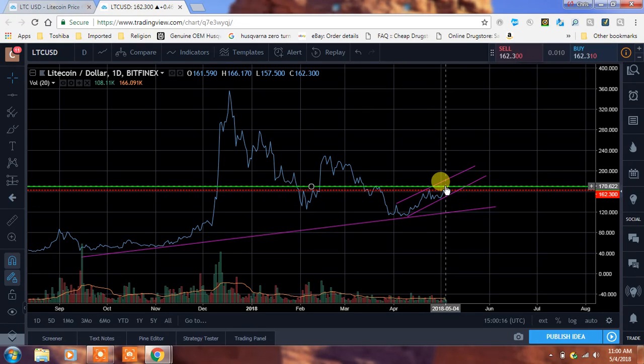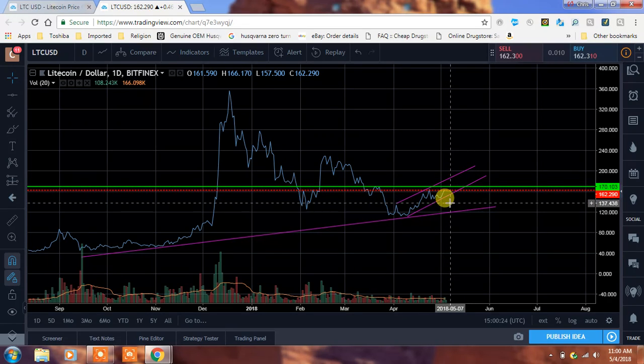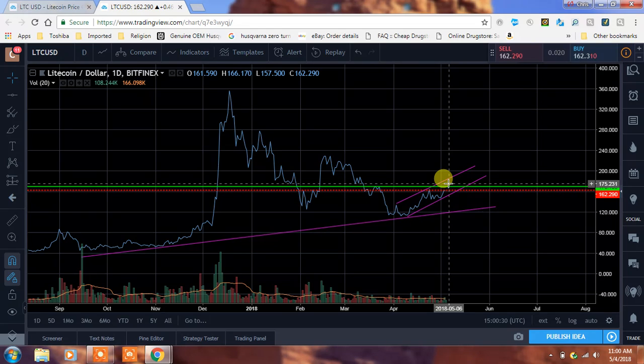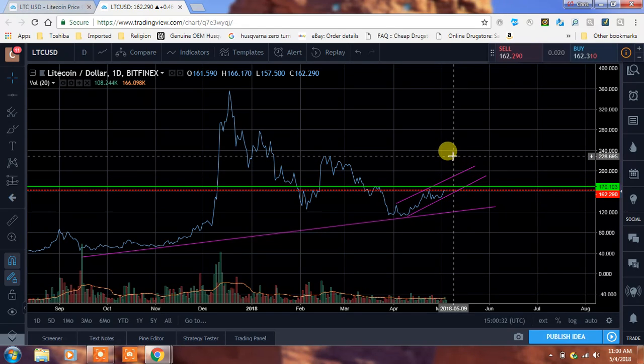Are we going to come up and hit it and bounce back down, test this trend line, and then try it again? Or are we going to go up and hit it and break down through this trend line and then maybe go back down to 150 and see if we get a nice bounce off that? Or are we going to break through that 170 and maybe potentially make a run up to that 225 to 231 area, right in that range?